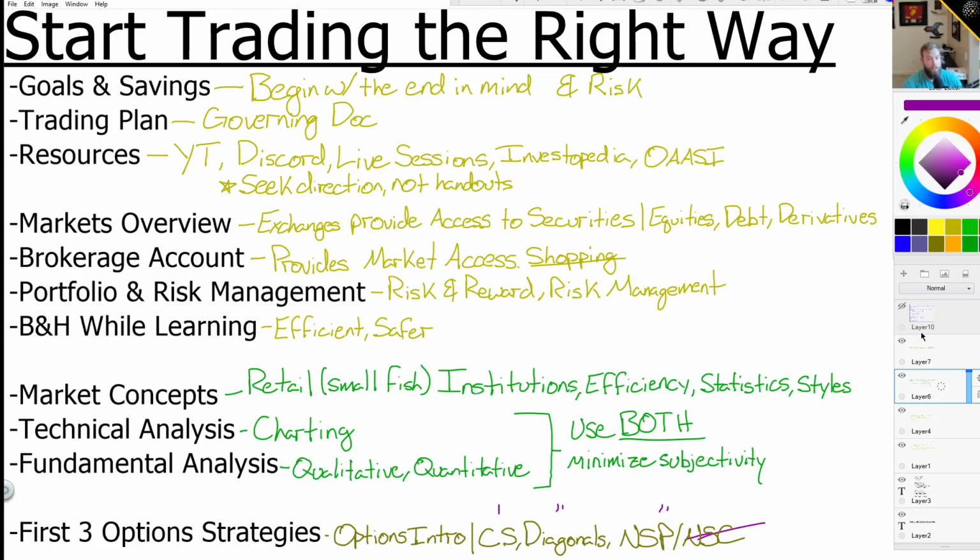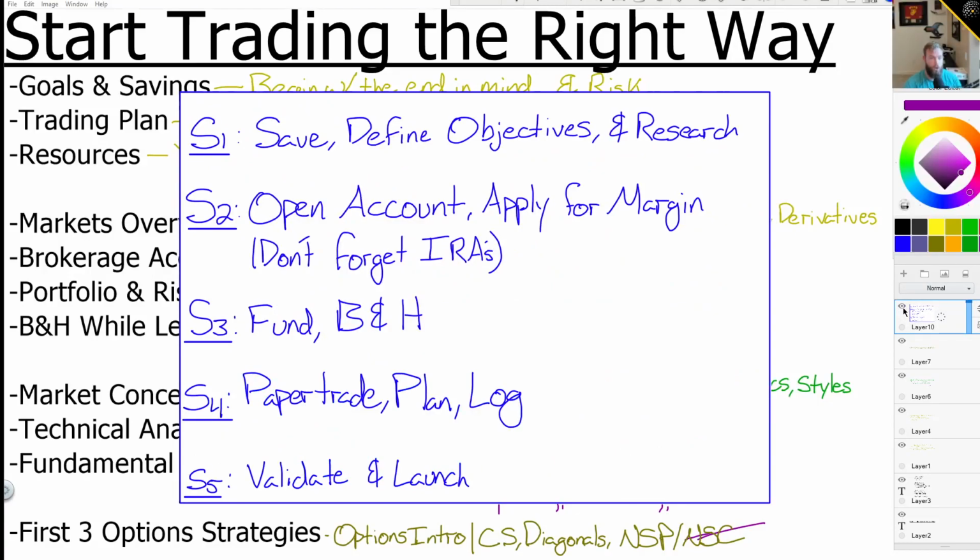So when we think about getting started trading the right way, I lied to you all, I guess. There are 5 steps on how I would get started. We need to save money so that we have something to start with, define our objectives, and begin our research using those resources I shared. Then we need to find a brokerage account, open up the account, open up a margin account ideally. Don't forget you can do this for your IRAs. That's what I do, but you have to get something opened up in order to get access to the markets.